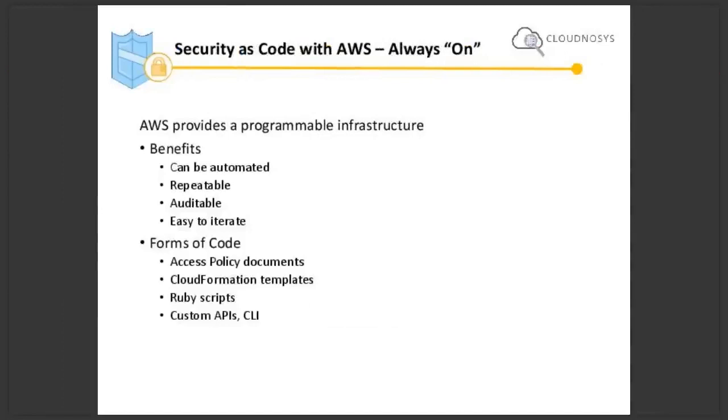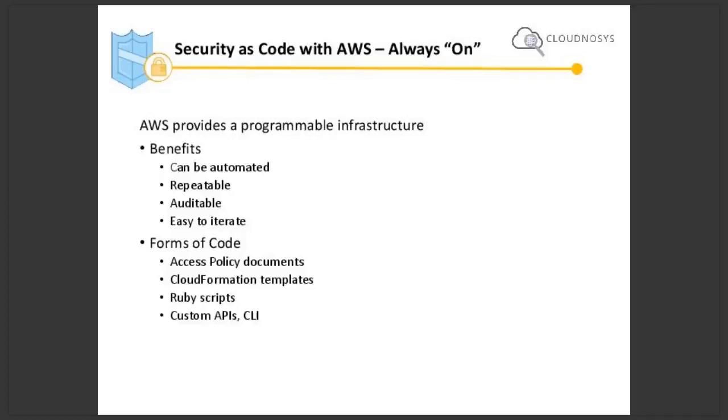When we say security as code or compliance as code, especially with AWS, what we're talking about is a system of always on. And really, there's a lot of benefit to that. AWS provides a nice programmable infrastructure, right? But you have to program it, or you have to license technologies, usually from young startup companies that are providing programmable libraries, automation tools that can help you maintain a library of these security as code, and they also provide their own best practices.